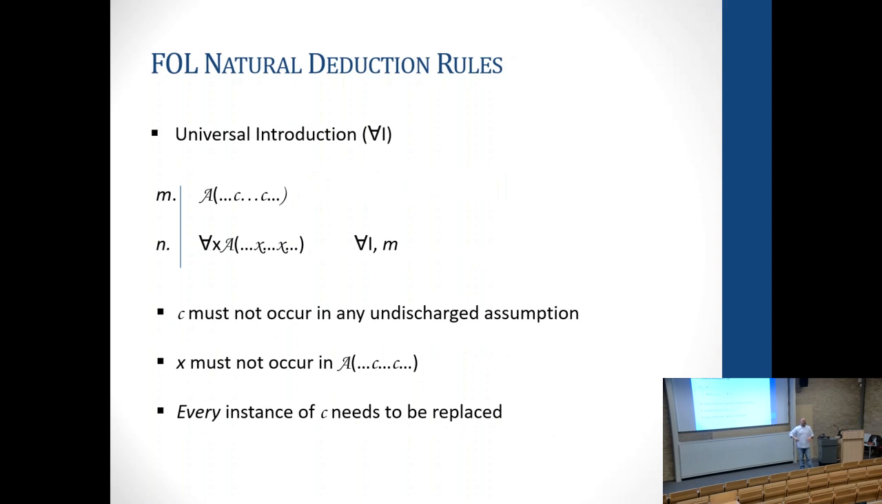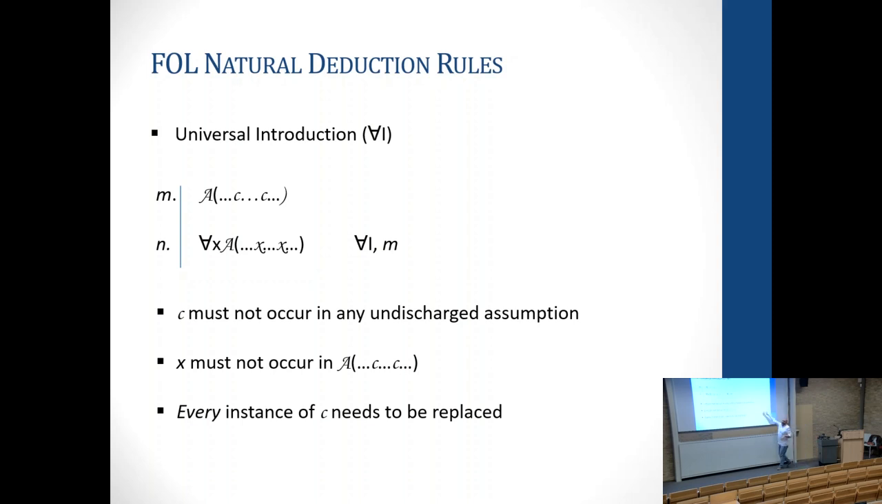If you have a sentence that features a name, and this name doesn't appear in any undischarged assumption, then you can replace the name with a quantified variable, a universally quantified variable. Now, why does this guarantee it's arbitrary? Well, if it's not in any undischarged assumption, then it's just a letter of the alphabet. It's not like it's actually a name for someone. It's effectively a dummy name.